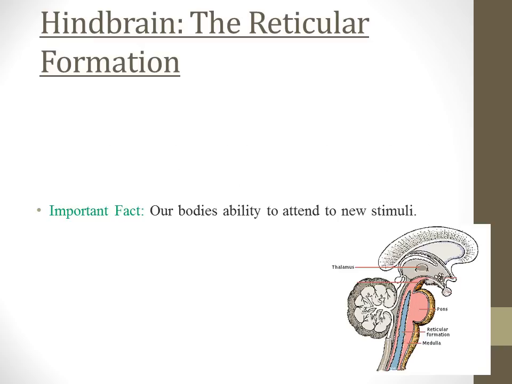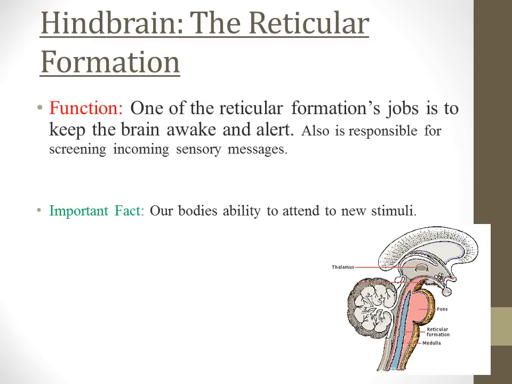Reticular formation, the function: one of the reticular formation's jobs is to keep the brain awake and alert. It is also responsible for screening incoming sensory information. So you can see the reticular formation is the blue in the brainstem. We receive a ton of sensory information coming into our brain: hearing my voice, looking at this image, writing down, feeling your pen. So this sifts through and sorts. I like to think of it as a strainer basket, trying to weed out what's the important stuff to allow through. It also keeps you alert and awake.